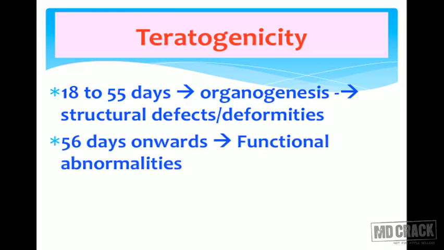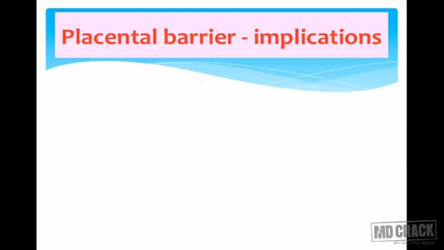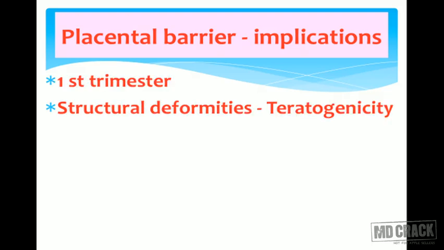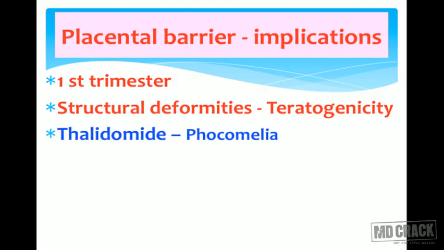From 56 days onwards, what usually happens is functional abnormalities, because most of the organ development is over by 56 days. I'm saying most of it is over. Let's see the implications of the placental barrier. If you give drugs during the first trimester, what are the drugs which produce structural deformities or teratogenicity?